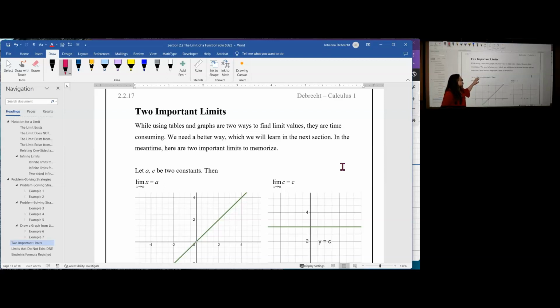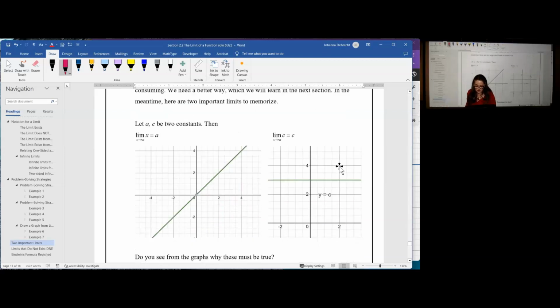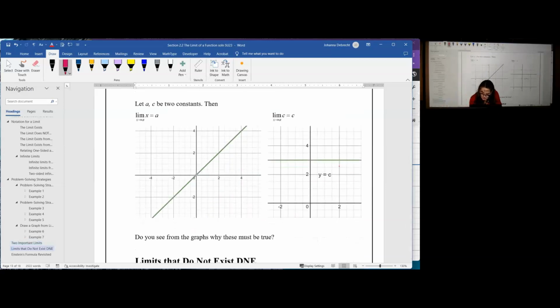We're going to let A and C be 2 constant real values, like 5 and 7. The limit as x approaches a of the function x is the value of a. Now the function x is what's called the identity function. The identity function is the function that what you put in is what you get out. This is the function y equals x.